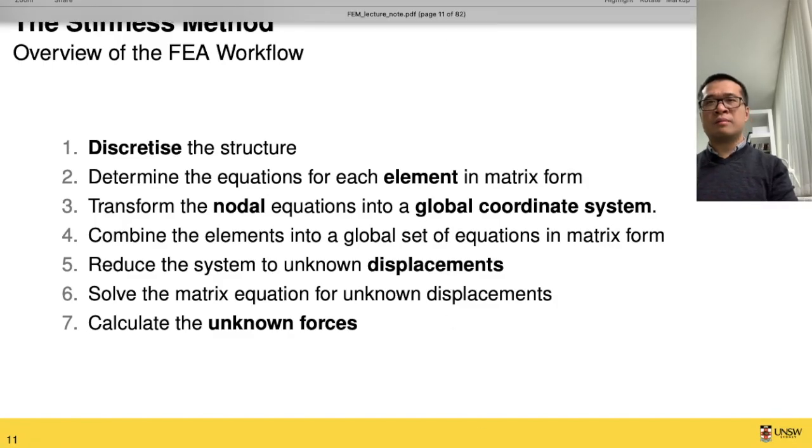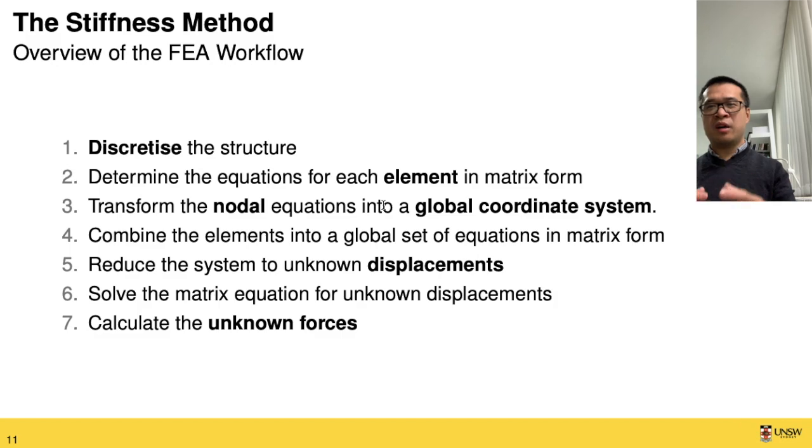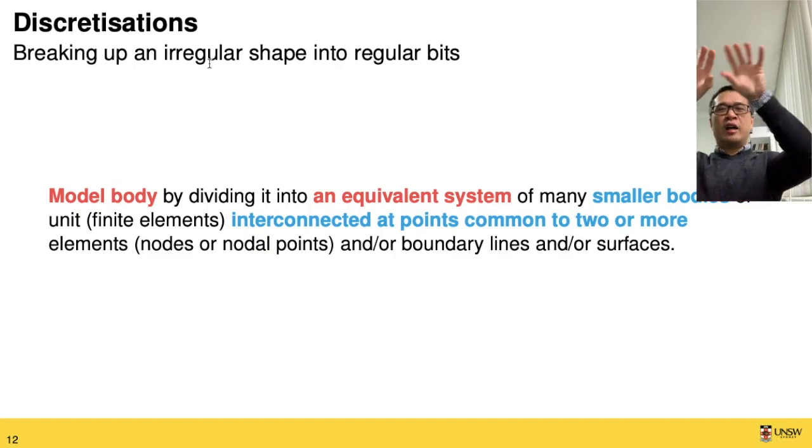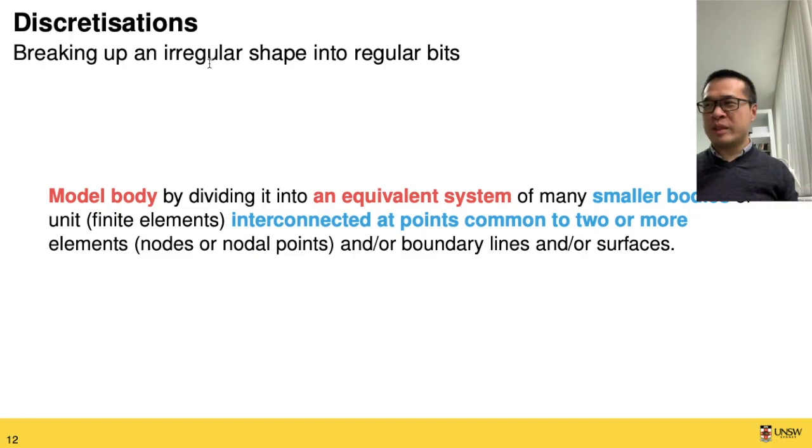So now let's look into a bit more detail at the concepts covered in this workflow. The first thing we want to look at is a concept called discretization, right? What does that mean? The whole idea is that we want to break up any irregular shape into regular bits. For example, if you look at the Harbor Bridge, I'll be using that example many times, the Harbor Bridge has a very non-straightforward up and down shape.